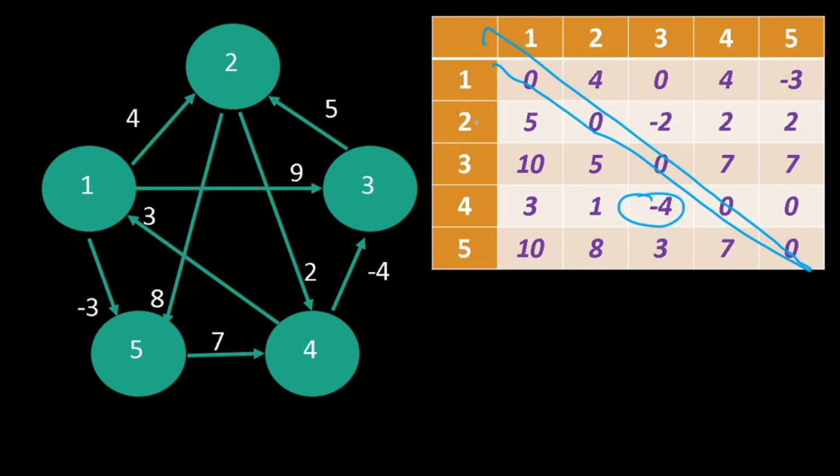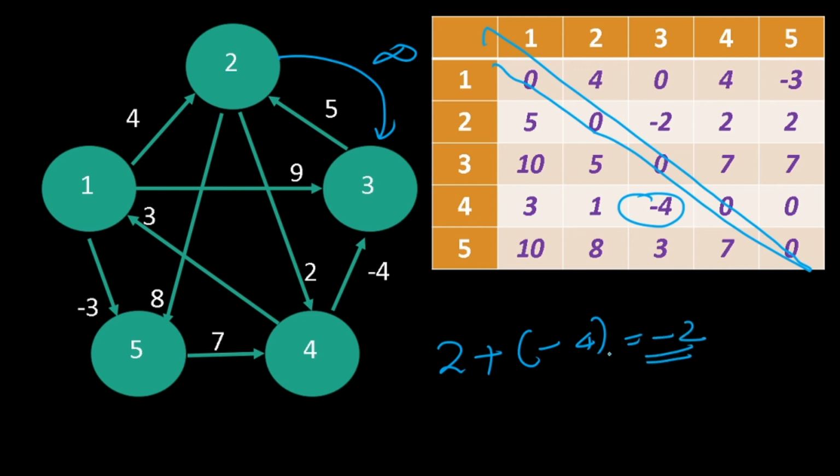Let's try something else. 2 to 3. 2 to 3 is minus 2. In fact, there is no direct path. Originally, the path was infinity. So from 2 to 3, how do we go about it? We go from 2 to 4 with plus 2 cost, and from 4 to 3, we go with minus 4 cost. So the answer is minus 2. So from 2 to 3, the answer is minus 2. You can go ahead and check anything.